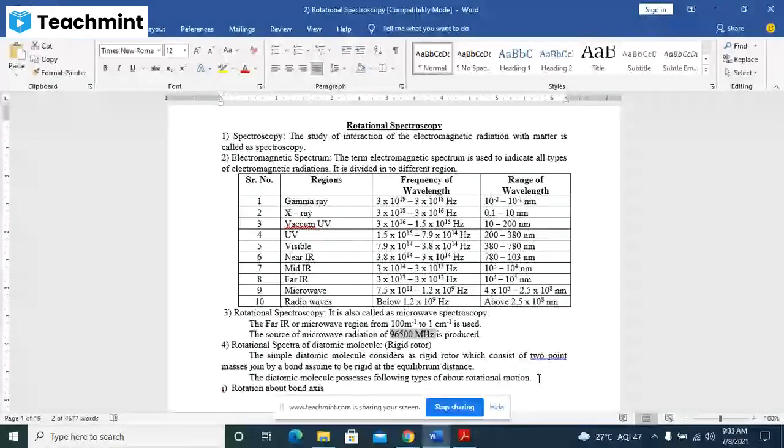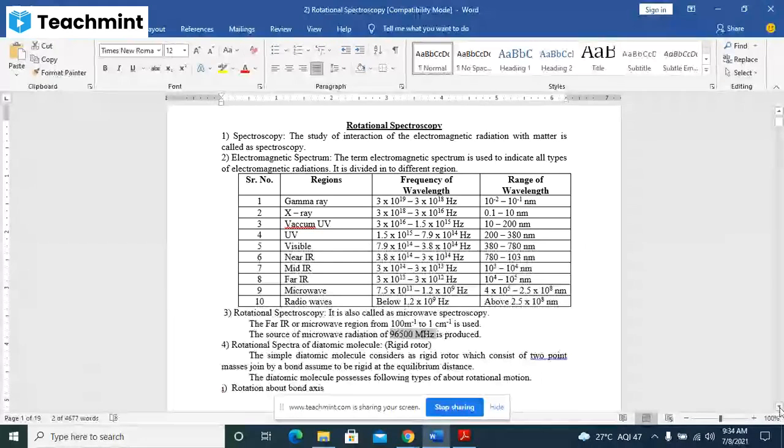Why the rotor? These atoms will rotate across this bond. The simple diatomic molecule is considered as a rigid rotor, which consists of two point masses joined by a bond assumed to be rigid at equilibrium distance. The diatomic molecule possesses the following types of rotational motion.